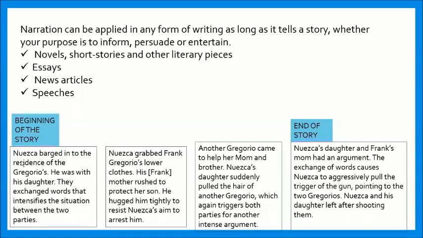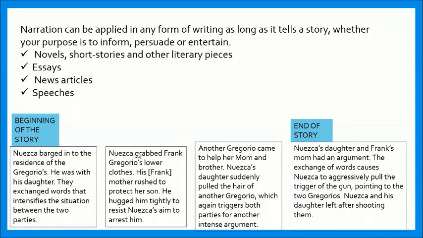So let's say, for example, the beginning of the story is this one. Nuesca barged into the residence of Gregorius. He was with his daughter. They exchanged words that intensified the situation between the two parties. I know that you are familiar with this scenario because this is what we saw in that video clip uploaded in the social media related to this case, to this news.